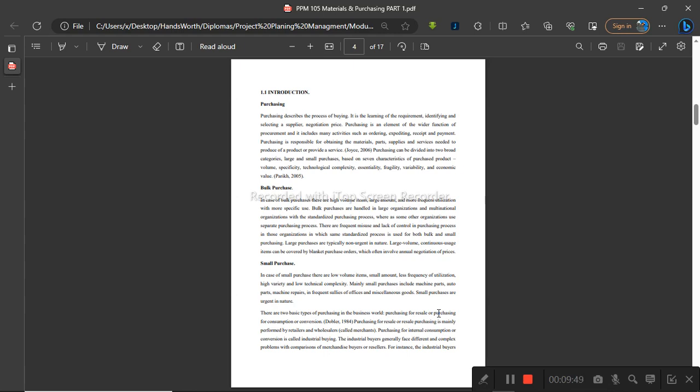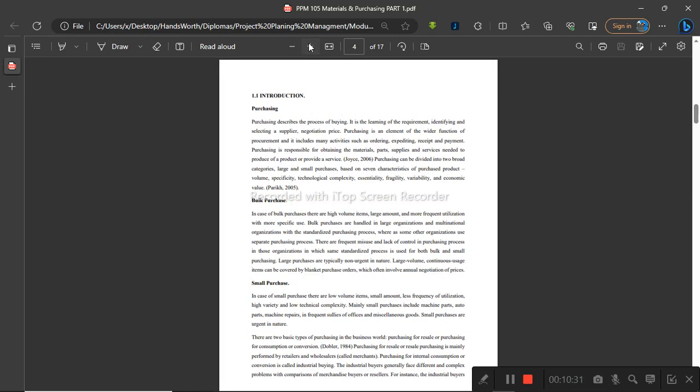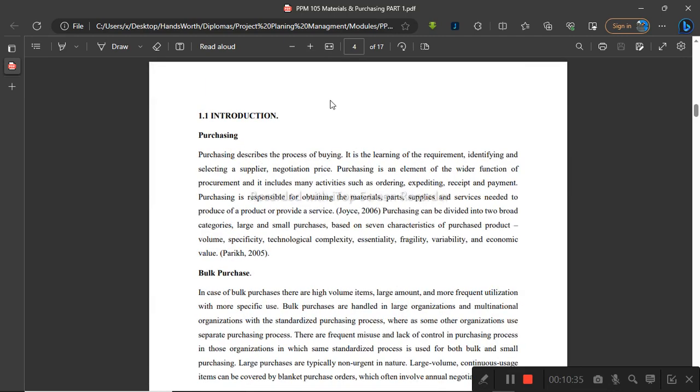Large volume, continuous usage items can be covered by blanket package purchase orders, which often involve annual negotiation of prices. All right, so under bulk purchase, this is simply the first category that we talked about. Here is where we get to have high volumes of items or large amounts of items that we are purchasing. If it's a service that you are purchasing, it might include services with a very high complexity in terms of the technology behind them, and they will require a lot of resources, which most of the time is just money. So you require a lot of money to be able to purchase or acquire that given service.